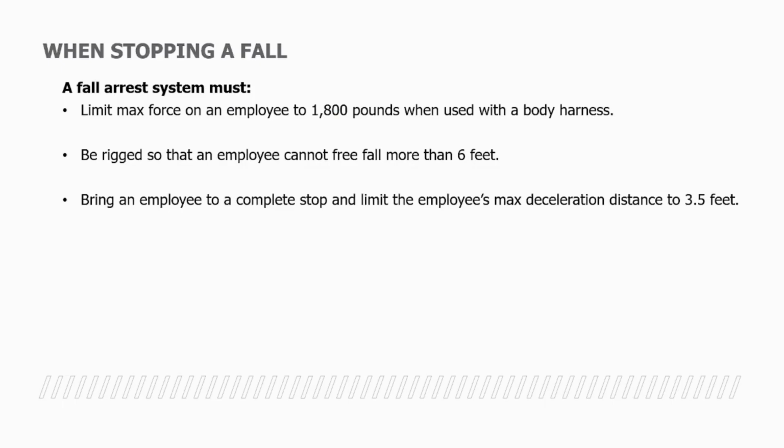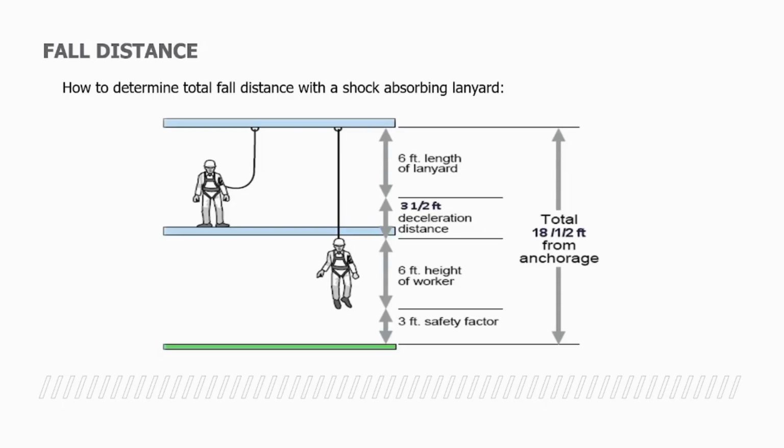When stopping a fall, an arrest system must limit the maximum force on an employee to 1,800 pounds when used with a body harness. It shall be rigged so that an employee cannot free fall more than 6 feet, bring the employee to a complete stop, and limit the employee's maximum deceleration distance to 3.5 feet. That's what a fall system is designed to do, and it shall do what we've just covered.